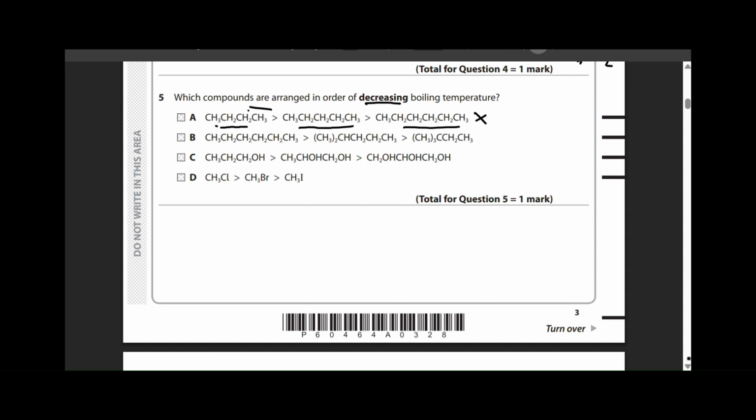In the second option, you can see that this is a long chain. It also has the same number of carbons, but there is a branch, and it also has the same number of carbons, but there are branches. So as the branching increases, the boiling temperature decreases. So this will have a higher boiling temperature than this, and this has the lowest. So this is the correct option.